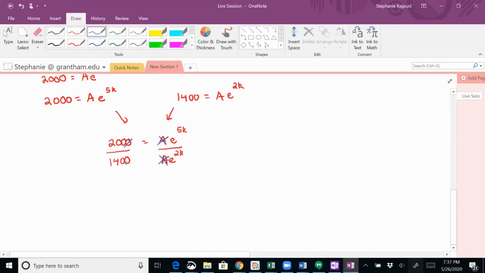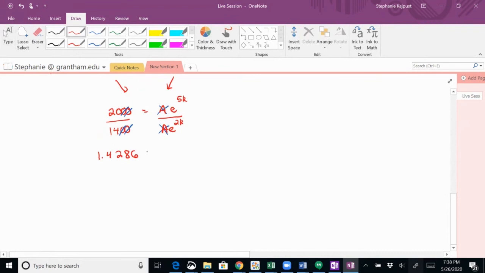And on the left, I can simplify. I can divide 10 out of both of those, so 2 zeros cancel out. I have 20 over 14. And generally, we're going to use decimals when you have real problems like this. It's not going to come out nicely, so I usually use 4 decimal places. So if you do 2,000 divided by 1,400, you get 1.428571429. It will keep going on forever, but I've just rounded it to 1.4286.